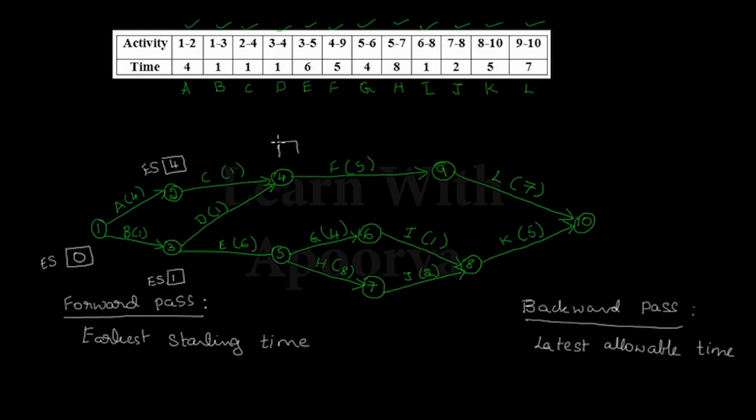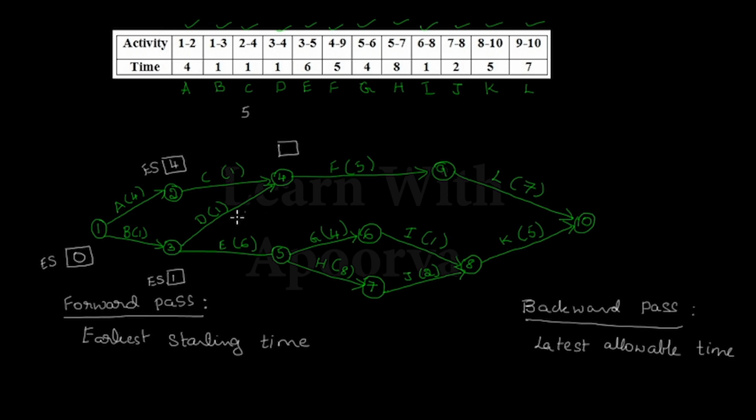For event 4, we have 2 previous nodes, correct? We have 2 as a tail event and we have 3 also as a tail event. In this case, we are going to calculate both paths, and whichever value is maximum will be considered as the earliest starting time for 4. If I take 2 to 4, the earliest starting time is 4 and the duration is 1. So 4 plus 1 will be equal to 5.